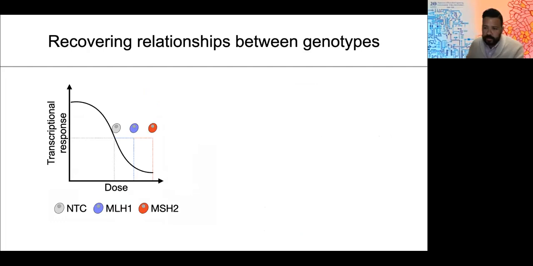Now, one way to do this is to calculate a transcriptional concentration 50, similar to what we did for the HDAC inhibitor trajectory. But here, I've defined it a little bit differently. That is the concentration that we want to infer, the amount of drug that is necessary to reach half of the transcriptional response of non-targeting controls. So in this particular experiment, we expect that cells that are perturbed for mismatch repair recognition should need a lot more drug to reach that point across this drug dose relationship.